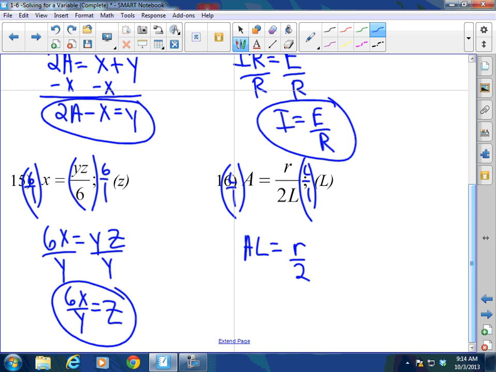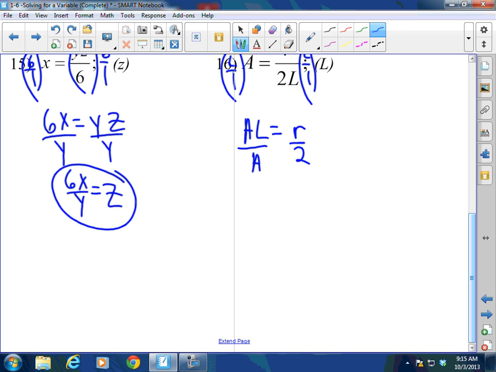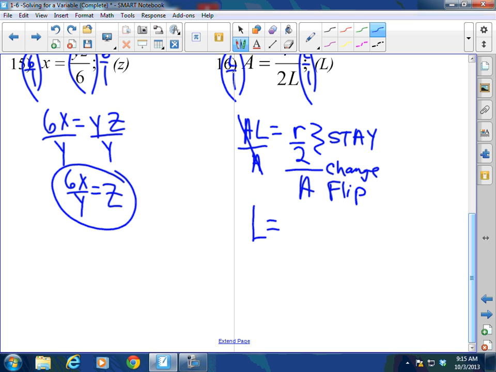And I want to solve for L, so I'm going to divide by A. Now here, pay attention to this. I'm going to divide by A. This is L equals. Remember how to divide fractions. Stay, change, flip. So L will equal R over 2A.